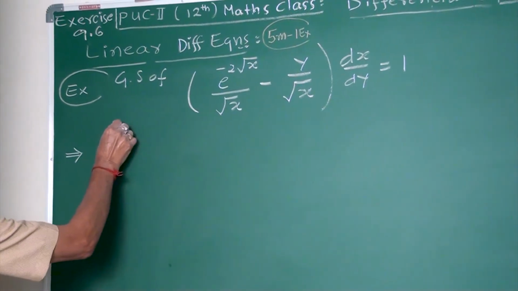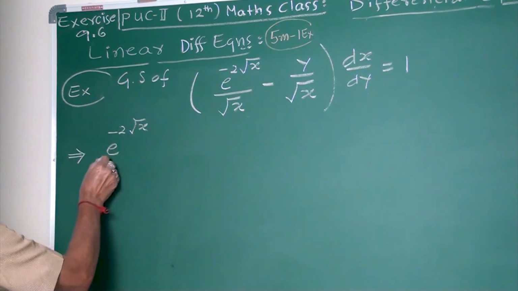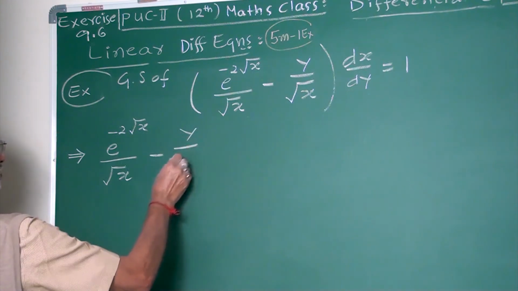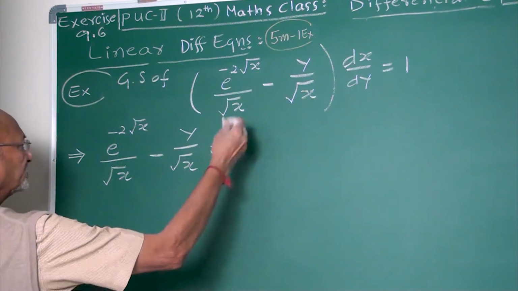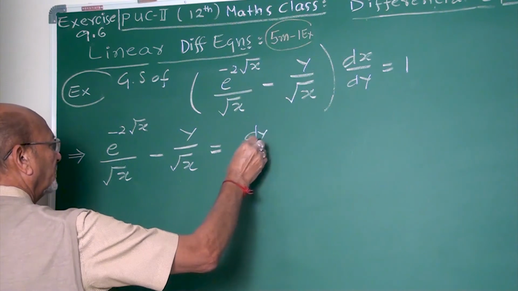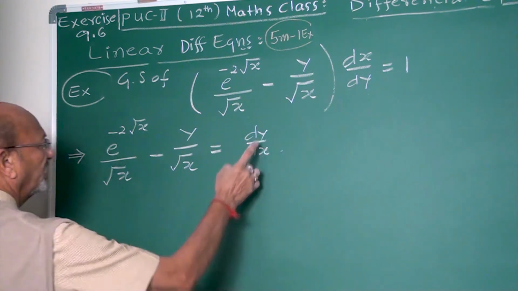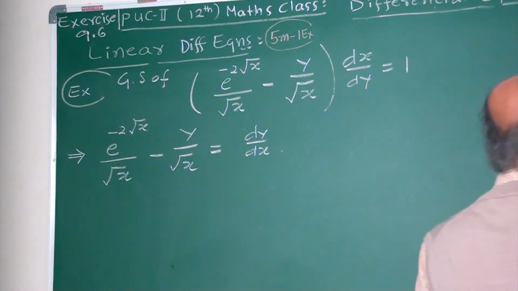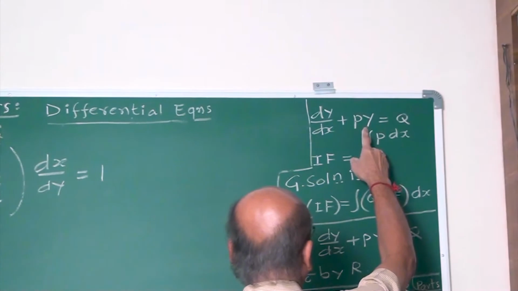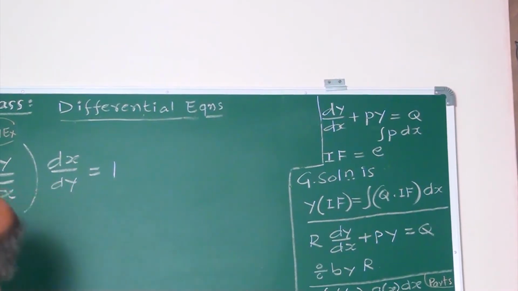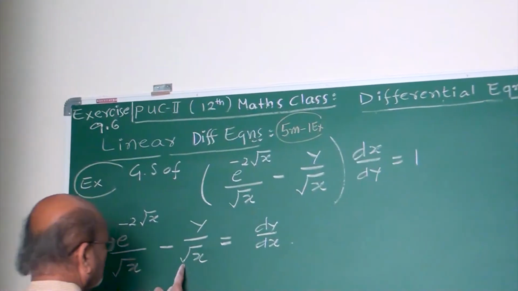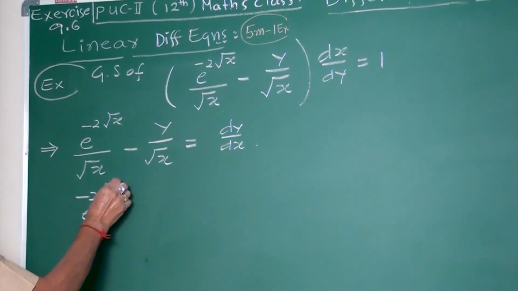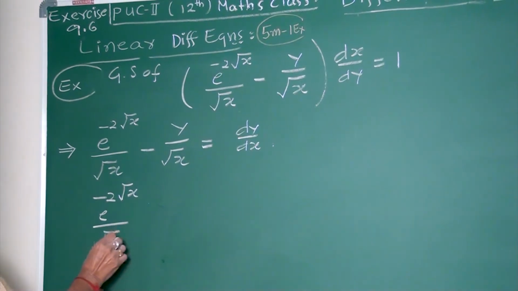This can be written as e to the power minus 2 root x, divided by root x, minus y upon root x. Take this side, this becomes dy by dx. Then for dy by dx, what is the demand? You need the y term, Py. What is Py? Py is this. Shift that side. It is e to the power minus 2 root x upon root x.